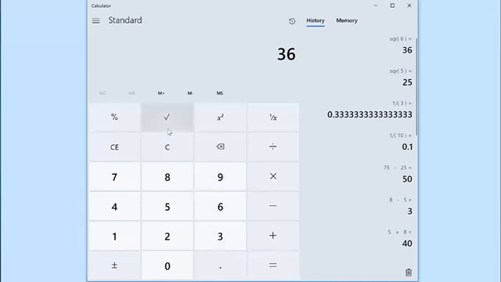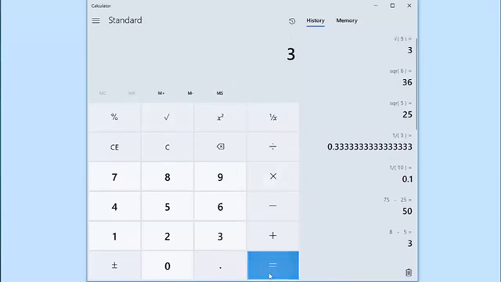Let's look at this key right here. This is the square root key. Let's clear our calculator. If I want to find the square root of 9, I key in 9 and hit my square root key, and that equals 3. Let's say I want to find the square root of 64. I can type in 64 and hit the square root key. That equals 8.